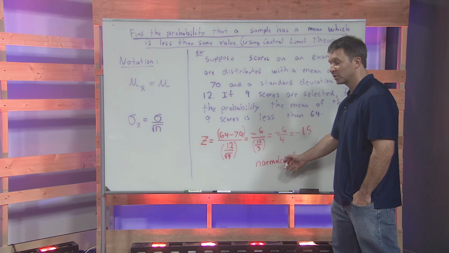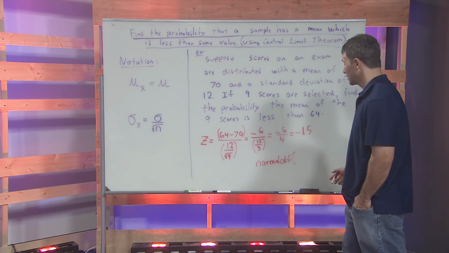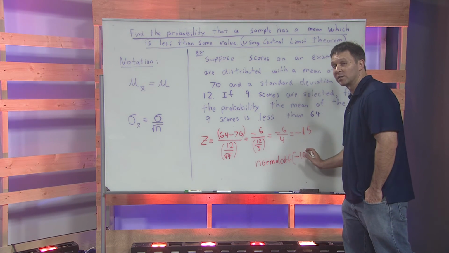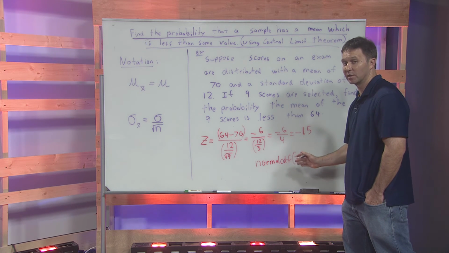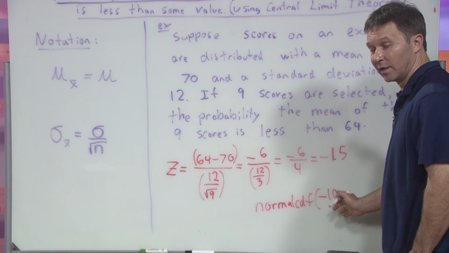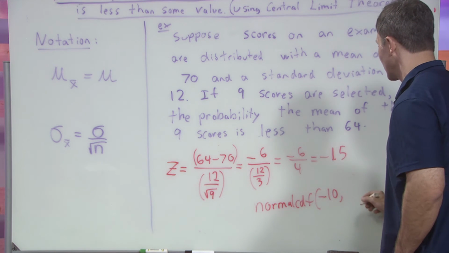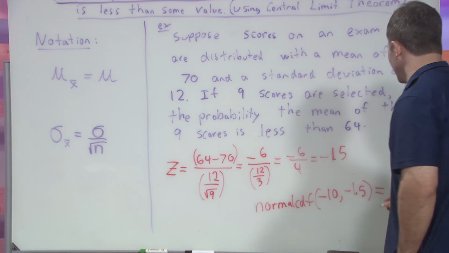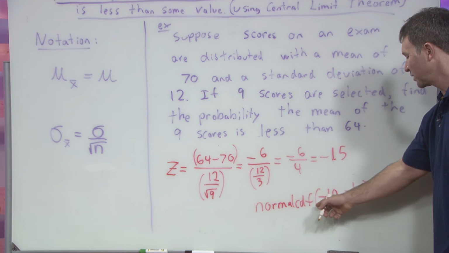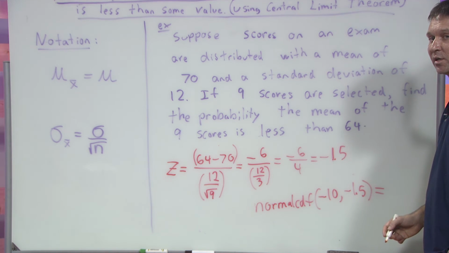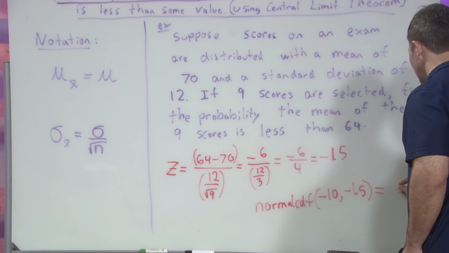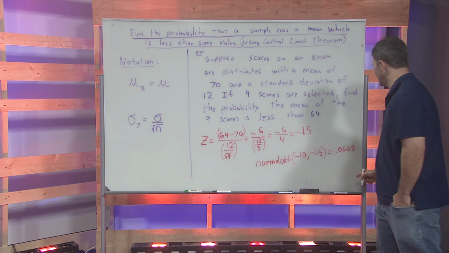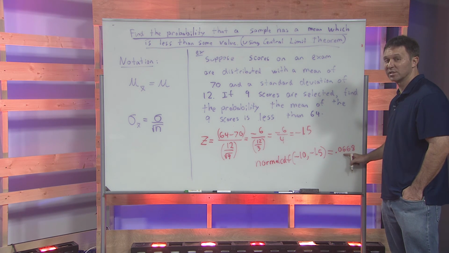And when you're using normal CDF on a TI-84, to find the area to the left of something, you're going to enter a large negative number. Negative 10 would work. Negative 15 would work. Negative 100 would work. But negative 10 is far enough to the left so that it will work. So negative 10, comma, negative 1.5. And when we enter that in the calculator, normal CDF, negative 10, comma, negative 1.5, you're going to get 0.0668. So this right there is the final answer, 0.0668.